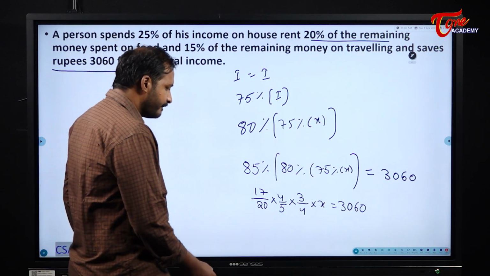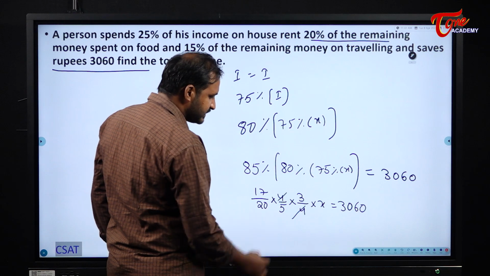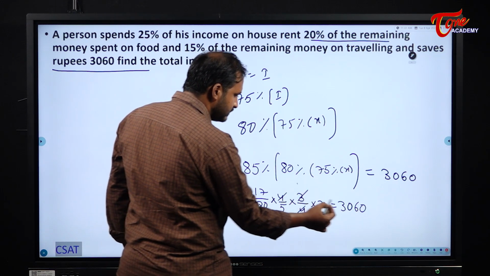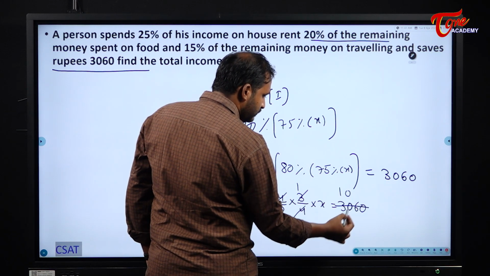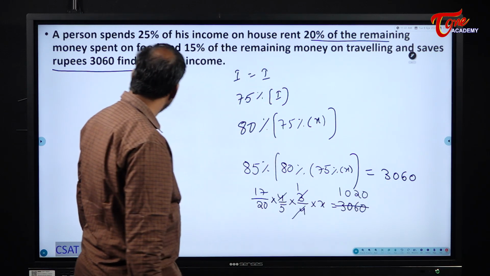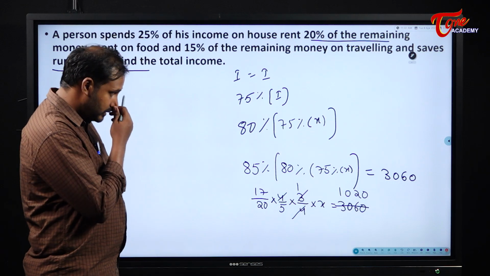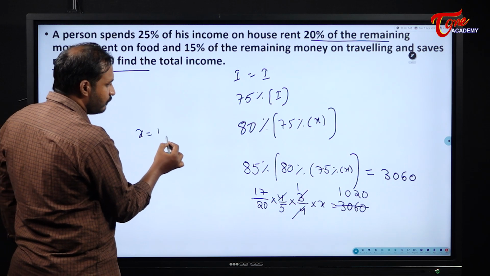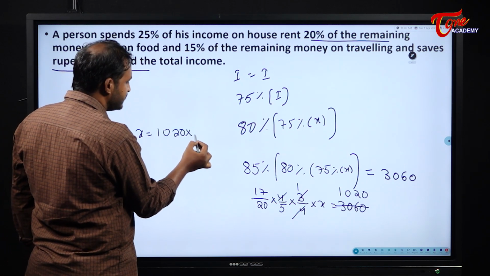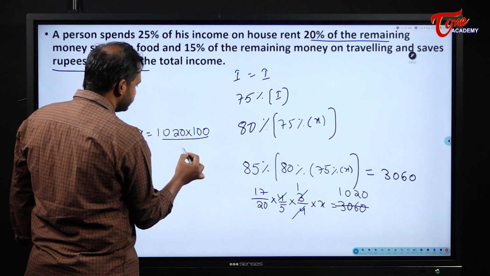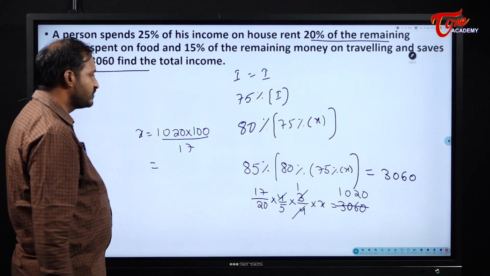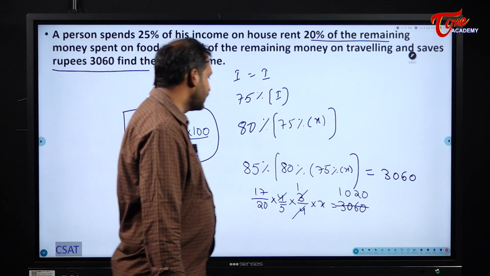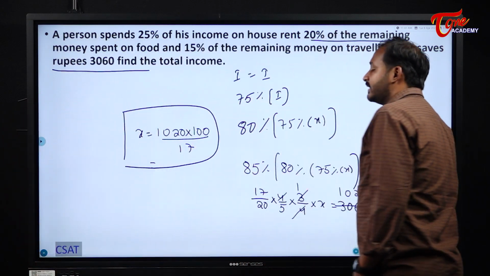Okay. Now, 4 will get cancelled, right? Next, 3 ones are 3, 1020. Now, what happens to this one? X value will be equal to 1020 into 25s are 100 by 17. This will be his total income.